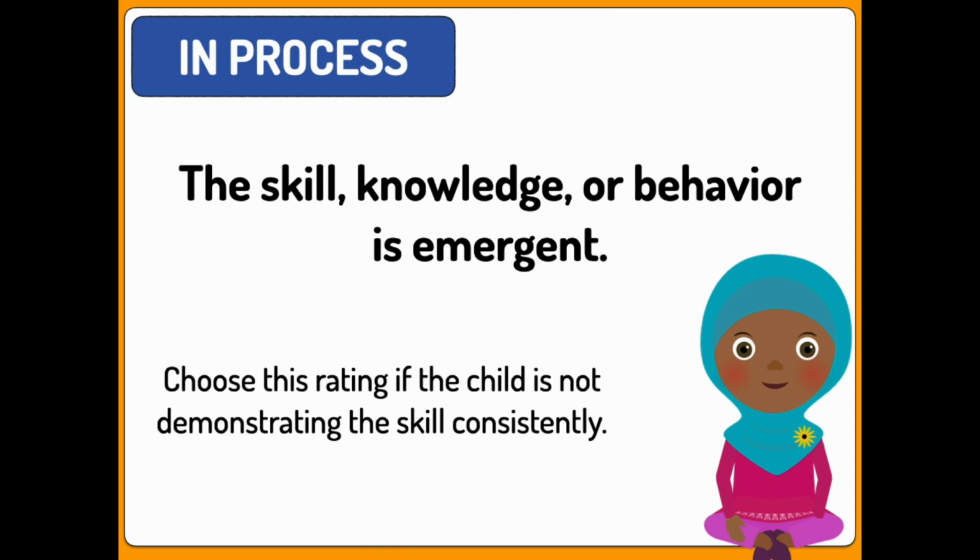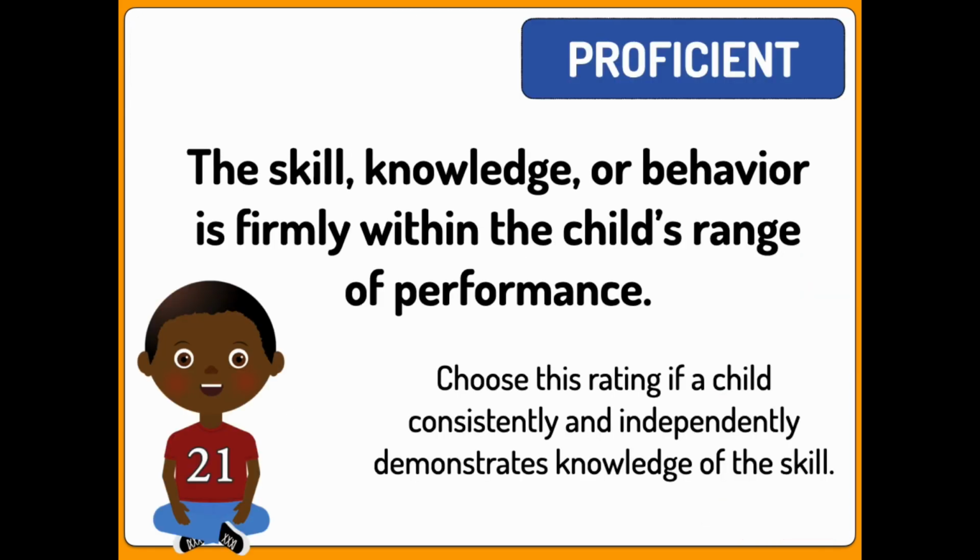In process means it is still emergent, so they are not demonstrating it consistently. Many of our pre-K children are quite inconsistent, and you may find many ratings being in process. Proficient means the skill, knowledge, or behavior is firmly there, and they know how to do it. It does not mean they are perfect or they never make a mistake, but you know that they have that understanding. If they are demonstrating it consistently, go ahead and mark them proficient.